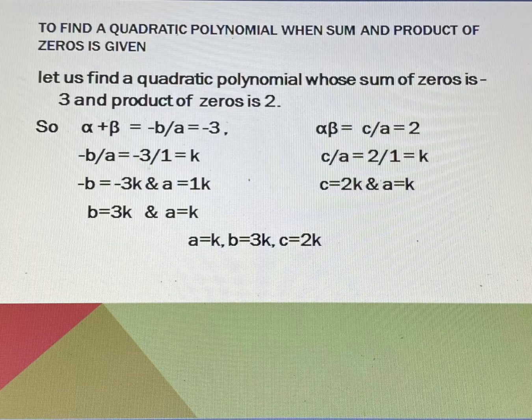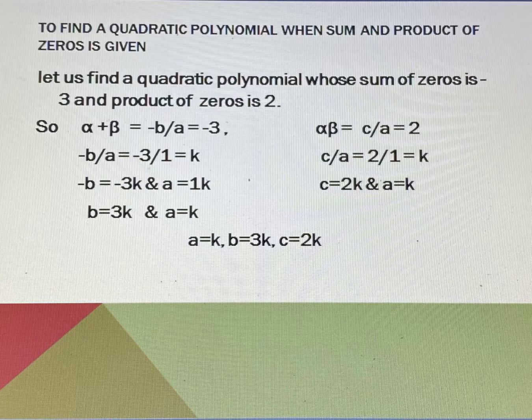Now our next topic is to find a quadratic polynomial when the sum and product of zeros are given. For this we will consider the example in which the sum of zeros is 3 and the product of zeros is 2. So first of all we will consider the sum of zeros, that is alpha plus beta, which is equal to minus b by a, and that is 3 given to us. That is minus b by a is equal to 3 by 1. Denominator is not there, so we have taken it as 1.